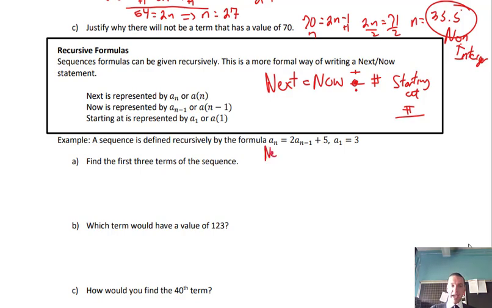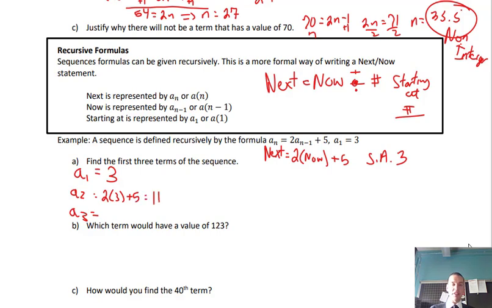So in this case, we have next equals 2 times now plus 5, starting at 3. So how do we get to the first term? Well, we know the first term is 3. How do we get to the second term? We do next equals 2 times now, we're at 3, so 2 times 3 plus 5, and that equals 11. How do we get to the third term? We go next equals 2 times now, that's now 11, plus 5, and so that'll give us 27.